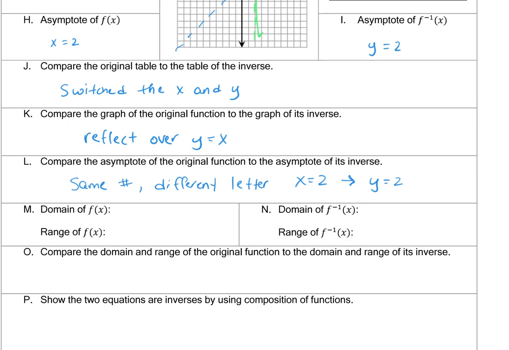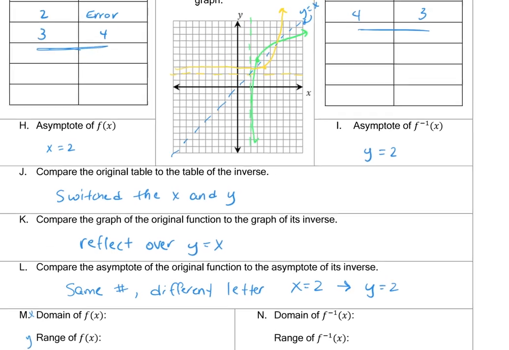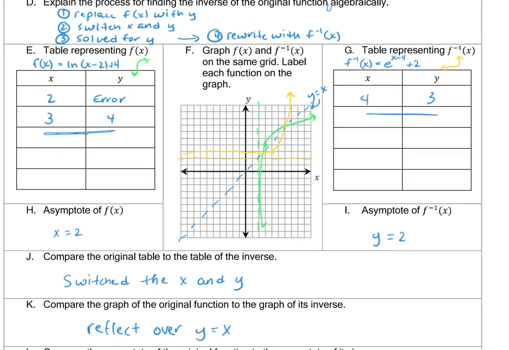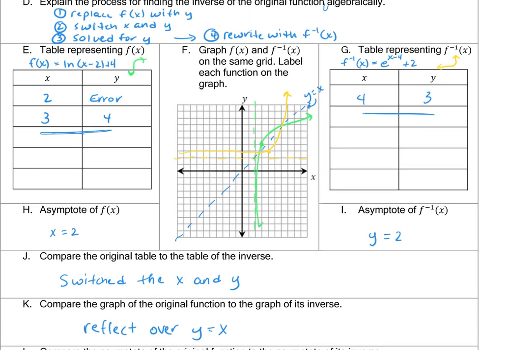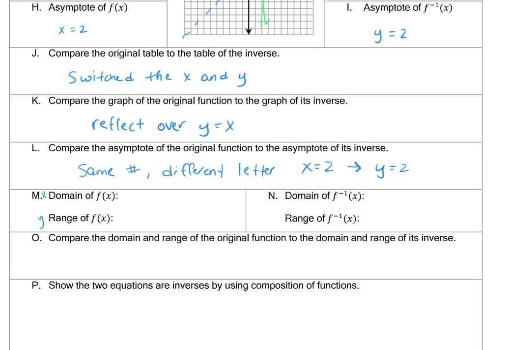So for the logarithm, the domain of f of x, so domain is your x values, and the range is your y values. So on your logarithm graph, which is the green one, the domain starts at 2 and goes to infinity. So the domain is 2 to infinity. And then the range is going to be negative infinity to positive infinity, because it goes everywhere up and down.